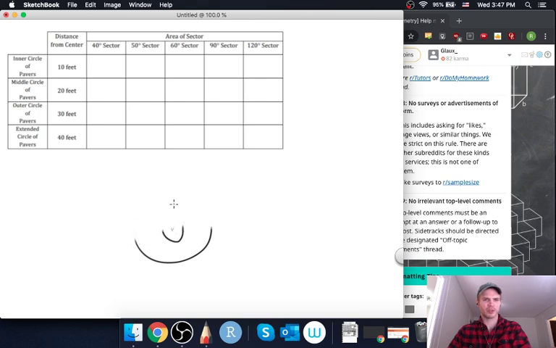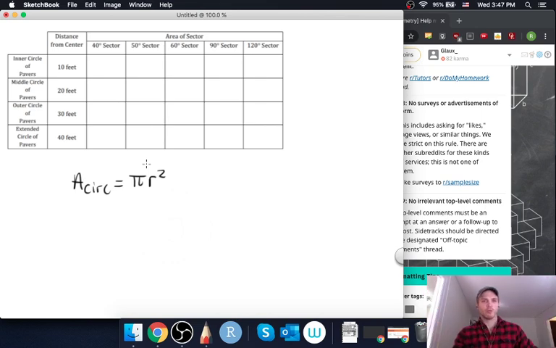So what I'm going to do is go inside out. And so the area is pi r squared. So the area of a circle is pi r squared.